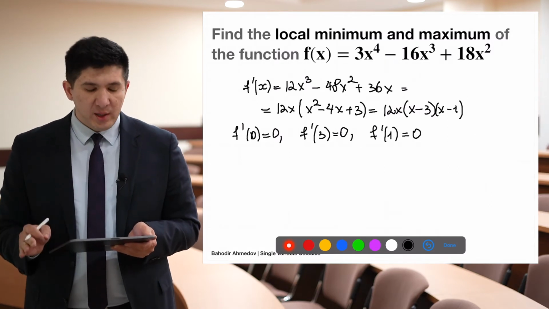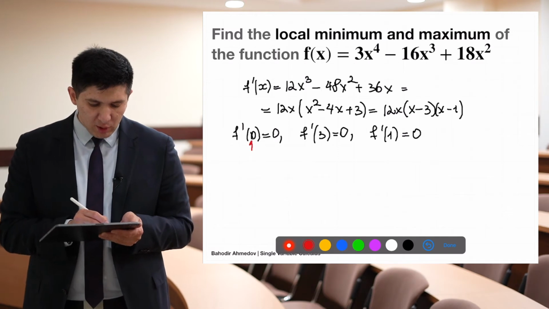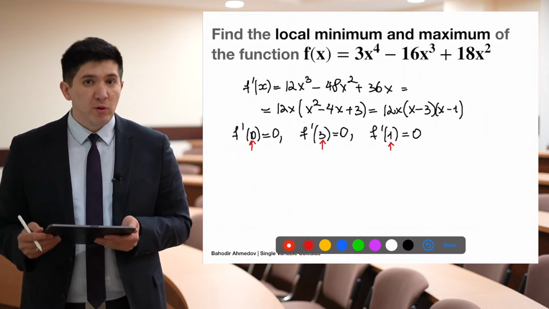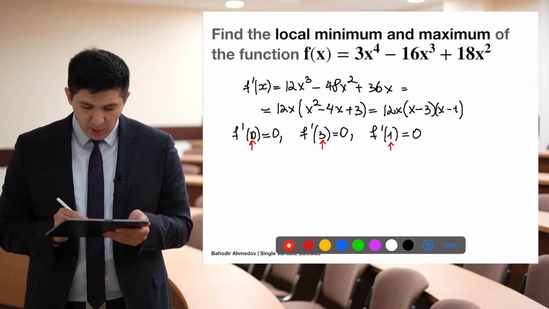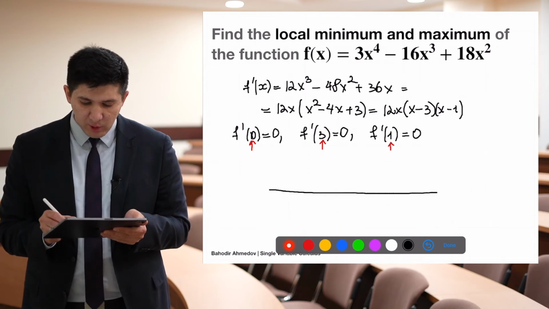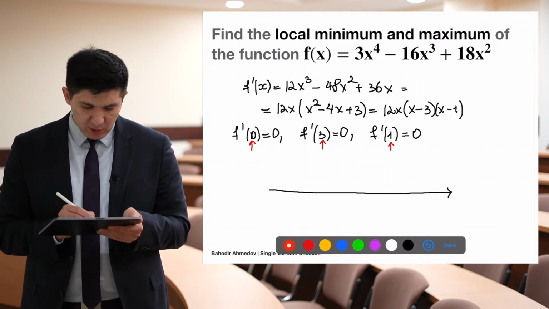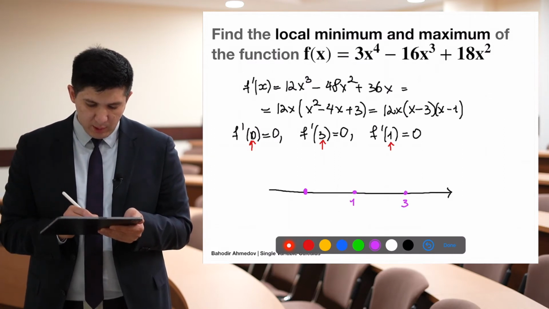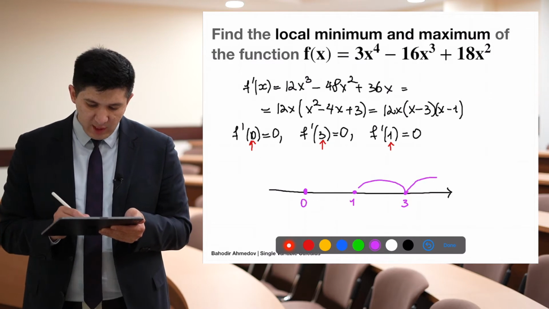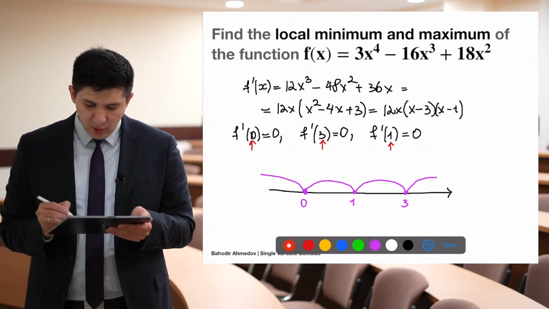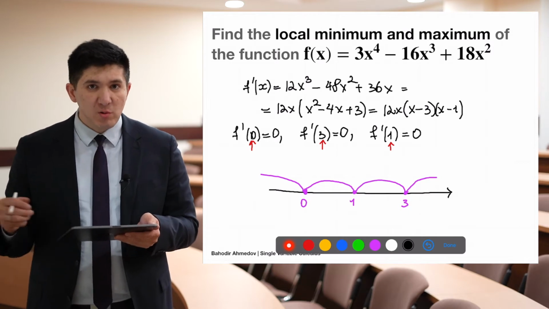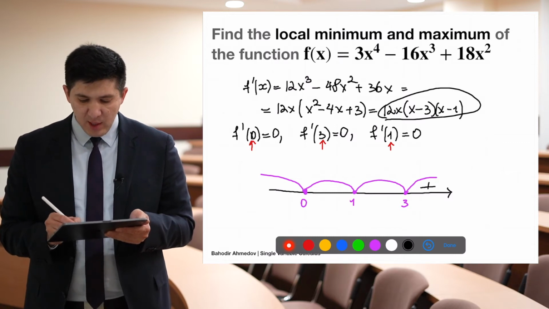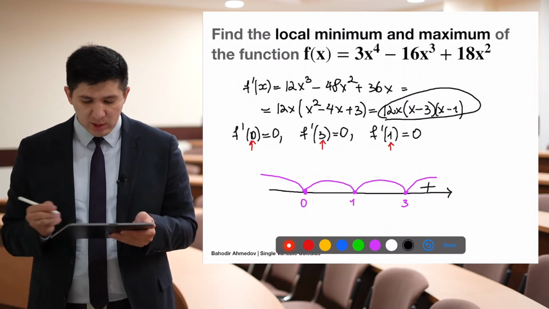In order to find whether each of these points is a local minimum, we need to look at the signs of the derivative. So we are going to put all of these points on the number line. It is going to be 0 here, 1 and 3. And then we need to look at the sign of f prime of x. If you choose any point which is greater than 3, this function here is going to be positive. So I'm going to put plus. Then if you put any number between 1 and 3, it's going to be negative.